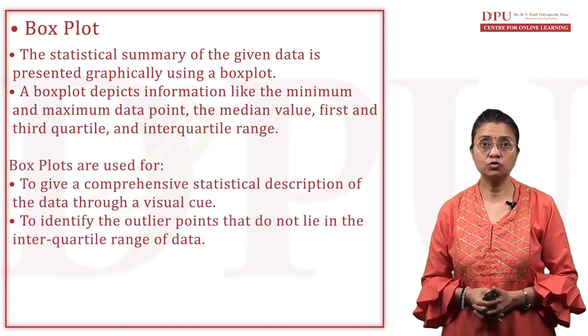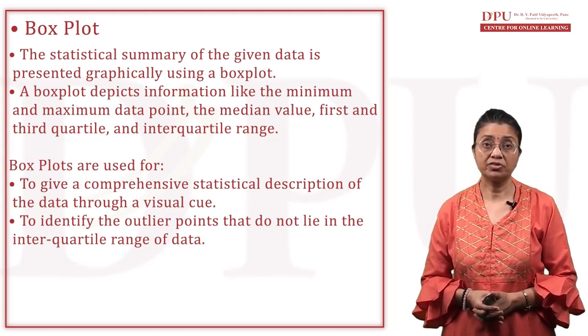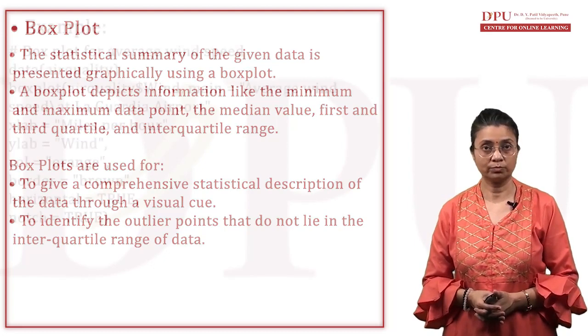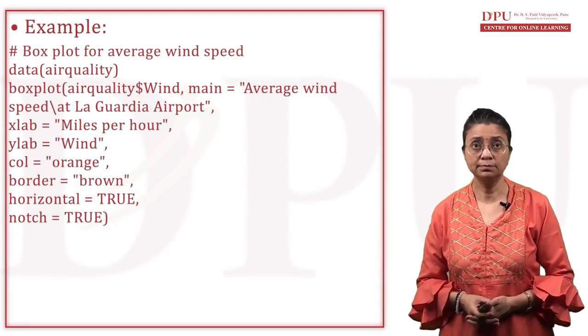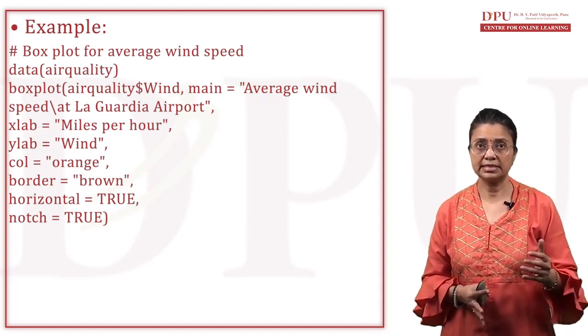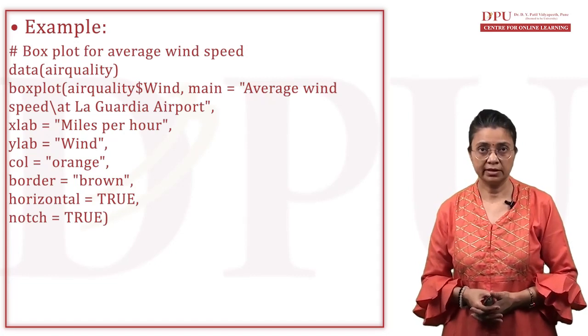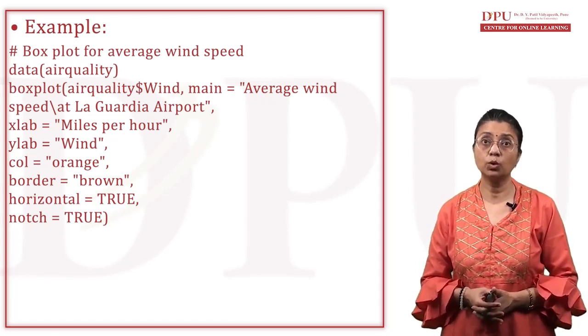Box plots are used to give comprehensive statistical descriptions of the data through a visual cue. So let's have a look at the box plot now with an example. Box plot for average wind speed. We can see over here data. Within the data, we pass the air quality database. Box plot, air quality, and we pull wind.